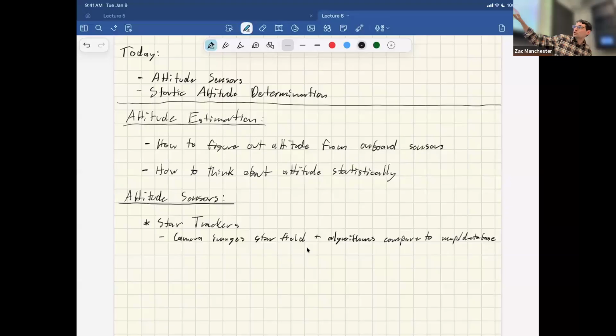We're going to assume that you have one of these and that it's spitting out a quaternion, because typically that's how this looks. You buy one of these or you use the open source stuff. So we're going to talk about how to deal with the measurements coming out of them.